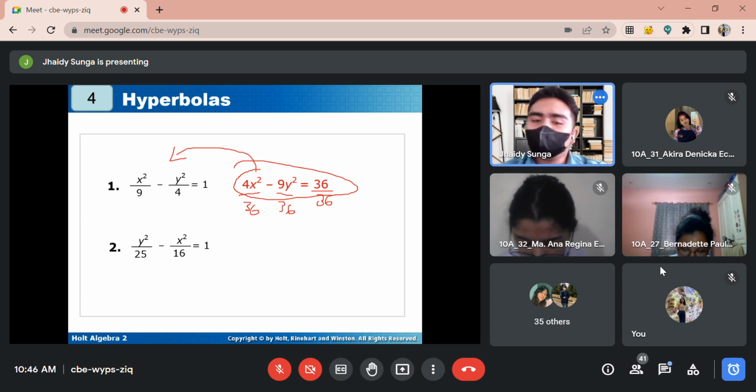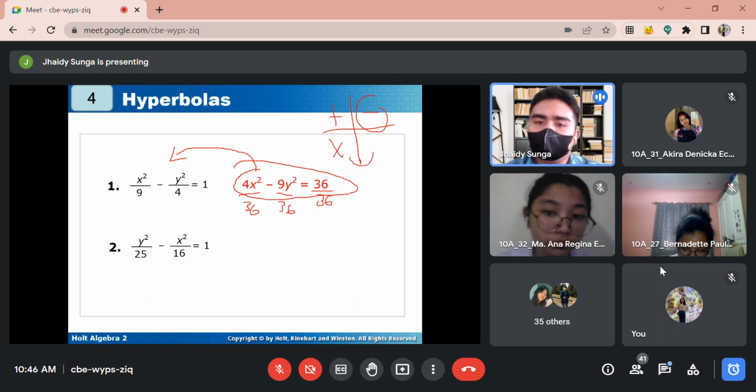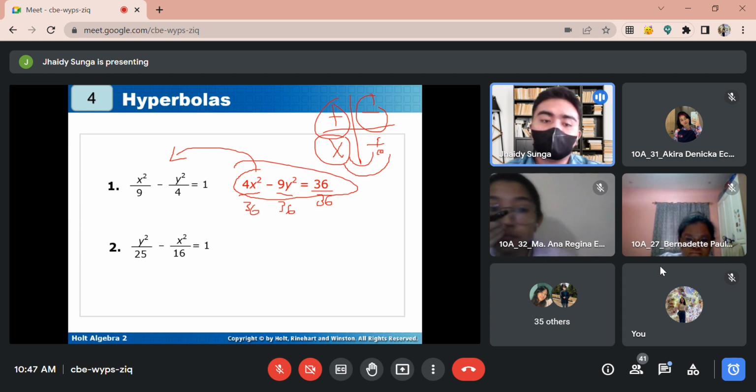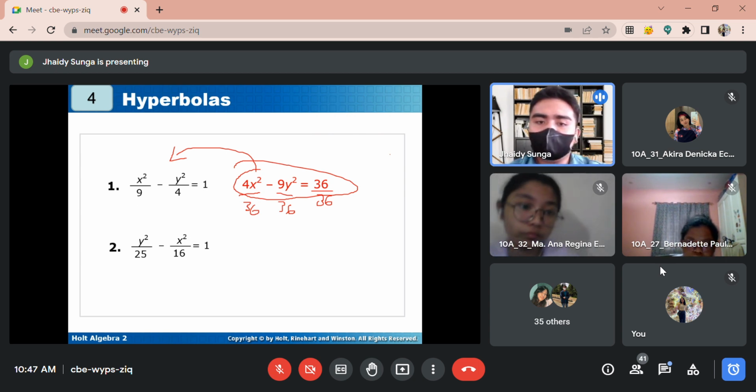In basic operations, when you add, in checking, you subtract. When you multiply, in checking, you divide. When you divide, in checking, you multiply. When you subtract, in checking, you add. So the same goes in here. So when you divide both sides by 36, you multiply it by 36. But how are we going to find if we should multiply it by 36?